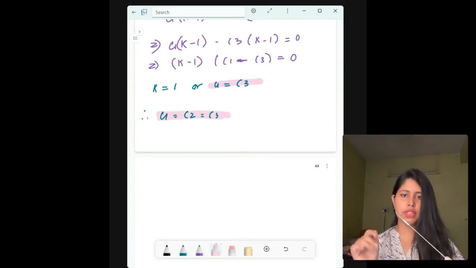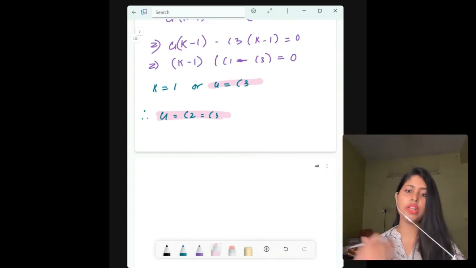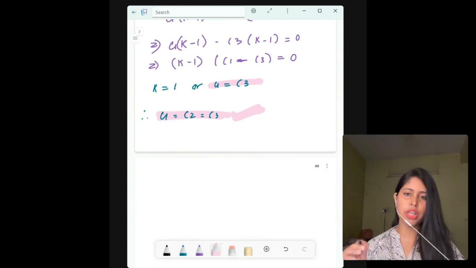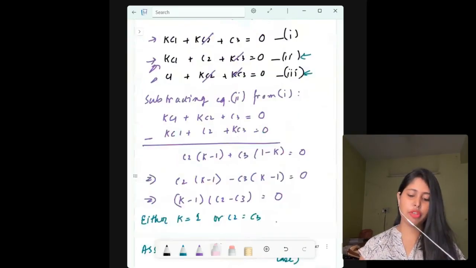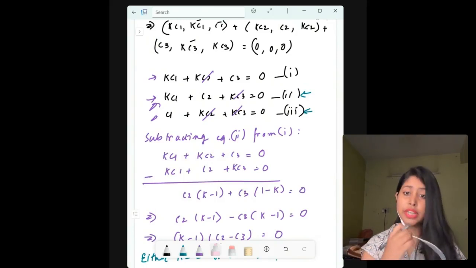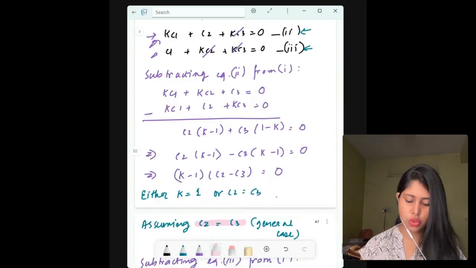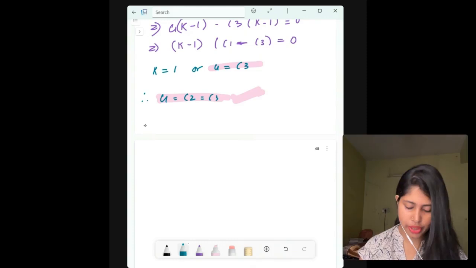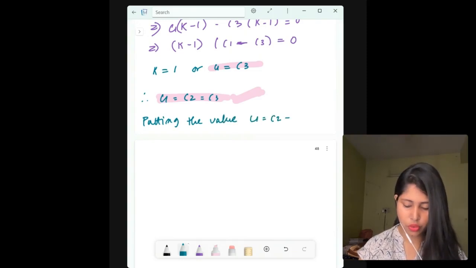Okay. Now, since we know that c1 equals c2 equals c3, or k equals 1, we will put this result in equation number 1. If we put c1 equals c2 equals c3 in equation number 1, then we will see what we get. We will get another value of k. Okay, so let us write it. First we need to write: putting the value c1 equals c2 equals c3 in equation number 1.